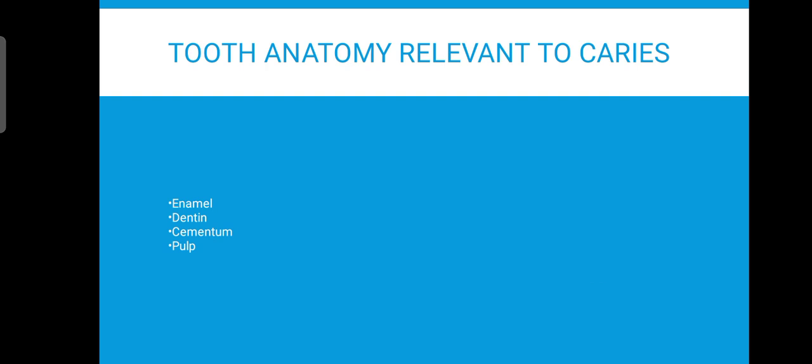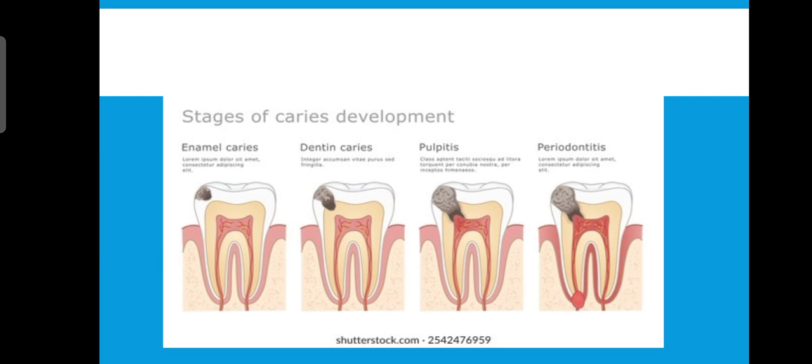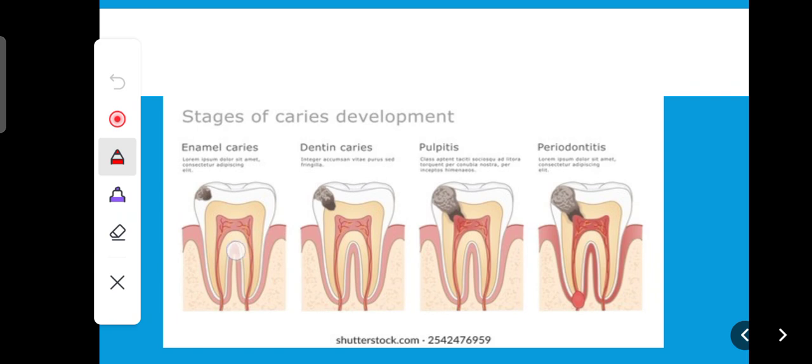Now let's learn something about tooth anatomy: enamel, dentine, cementum, and pulp. Now, the first outermost part is enamel. Underneath enamel is dentine. This red tissue is pulp, and these yellow ones are the periodontal ligaments.